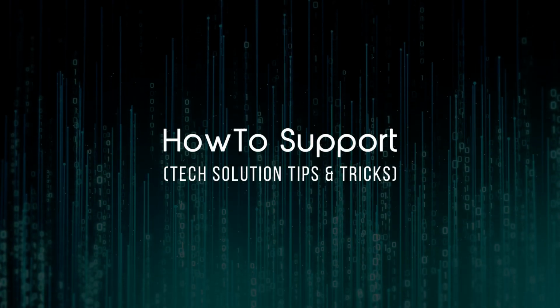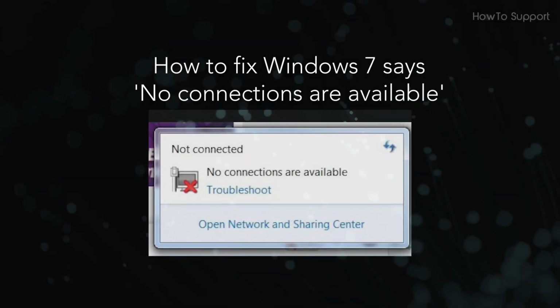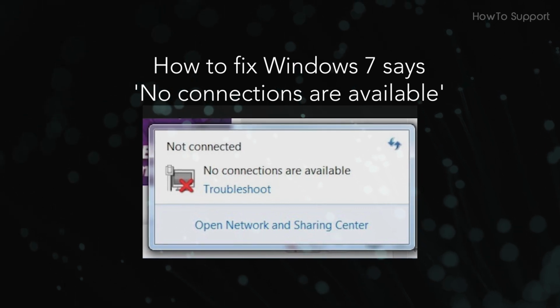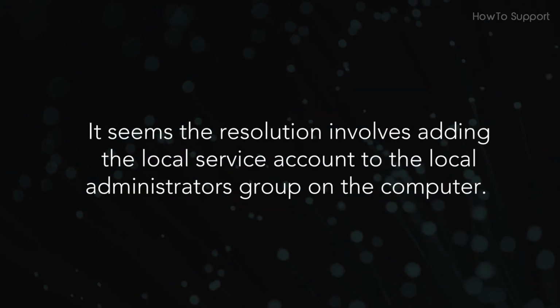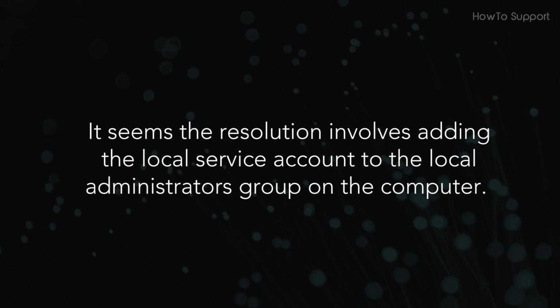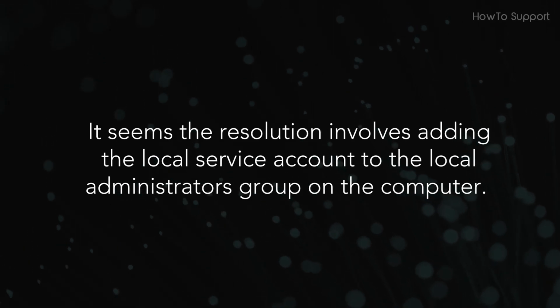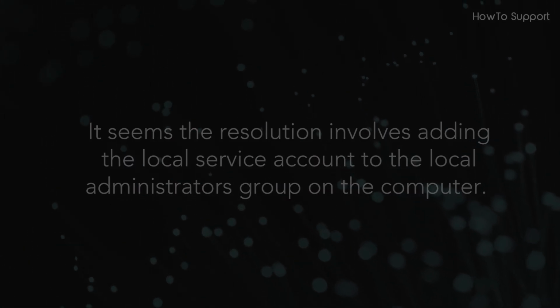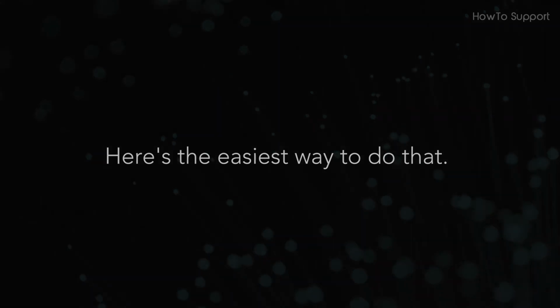Welcome to this tutorial. How to fix Windows 7 says no connections are available. It seems the resolution involves adding the local service account to the local administrators group on the computer. Here's the easiest way to do that.